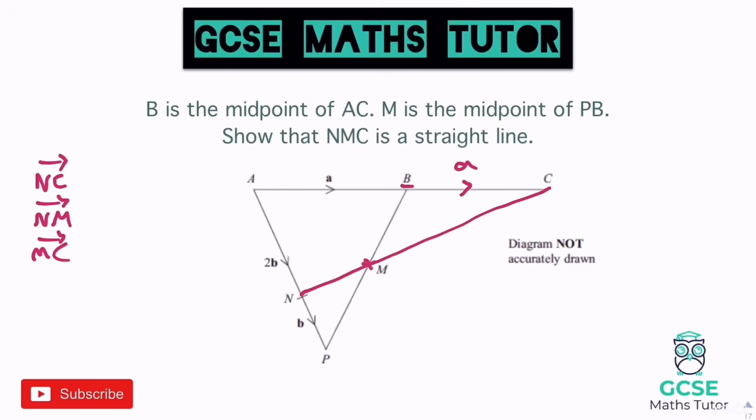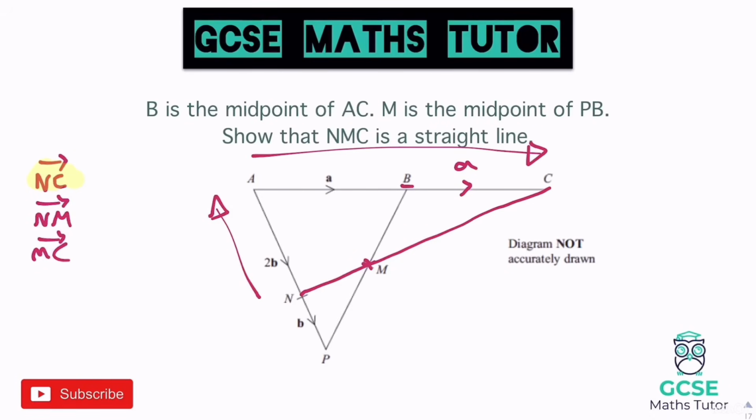Now it's up to you which one you choose. Sometimes some of them are easier than others. But the first one there, this N to C, is quite simple for us to do. Now to get from N to C, I've got to move backwards up the line this way, and then I can go forwards along to C there.